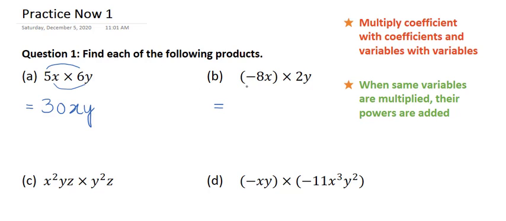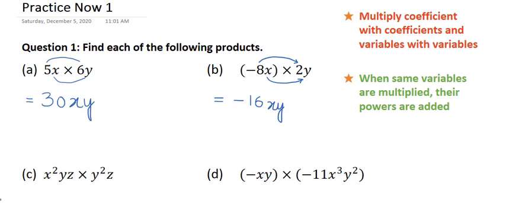In B part, we have to multiply negative 8x with 2y. We multiply negative 8 with 2 and x with y. So negative 8 into 2 is negative 16. x multiplied with y is xy. Let's move to C part now.